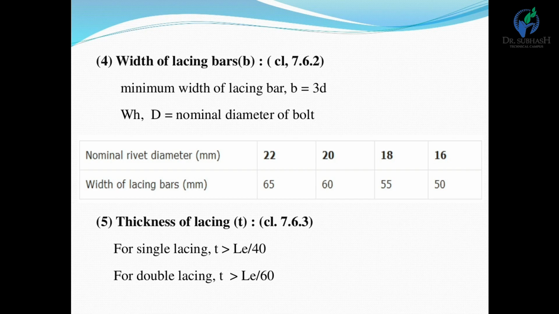Next, the thickness of lacing, denoted by T. After deciding the width and length of lacing, the third component is the thickness of lacing, denoted by T. It is given in clause 7.6.3. For single lacing, T should be greater than LE upon 40. For double lacing, T should be greater than LE upon 60. What is LE? LE is the effective length of lacing, which we calculate in our third step.